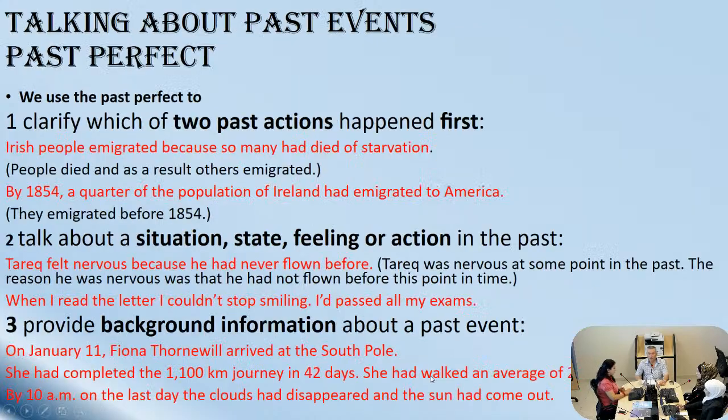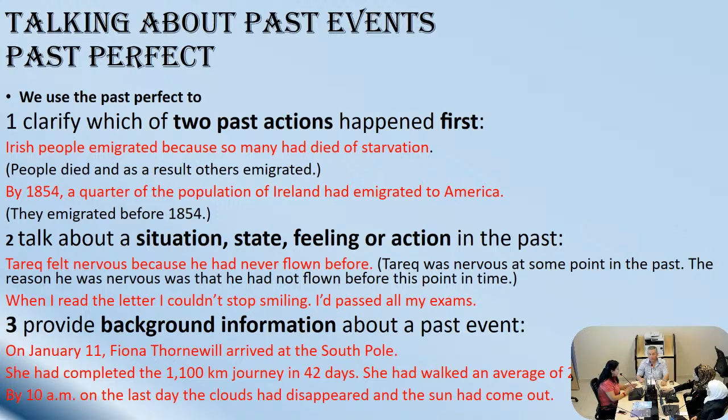Thank you. Next slide. Ms. Ula: Now about when to use the past perfect. We have 3 ways to use past perfect. First of all, to clarify, we have 2 actions that happened in the past, to show that one of them happened before the other. So when 2 past actions happen, the one that happened first is in the past perfect. Example: Irish people immigrated because so many had died of starvation. So people died, and as a result, others immigrated.